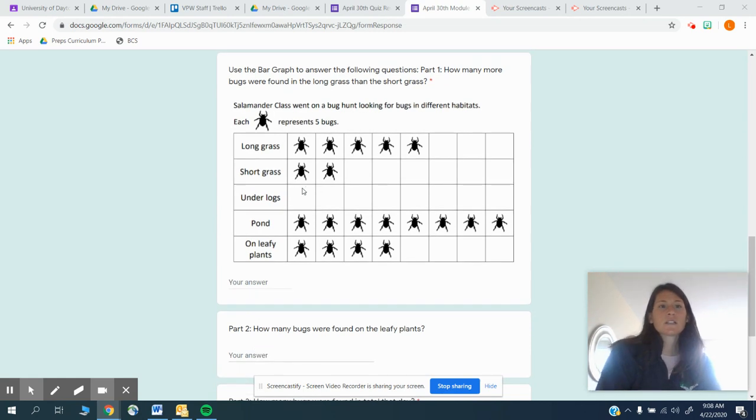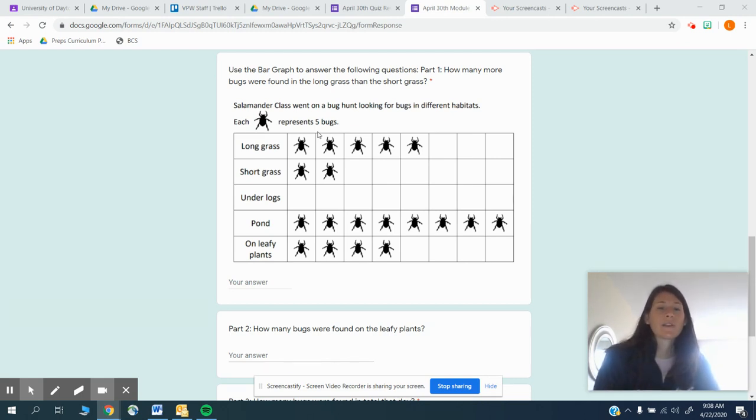So then down here it says use the bar graph to answer the following questions. Again, you have a little blurb. It tells you what's going on in this graph. What is being graphed? So it says salamander class went on a bug hunt, looking for bugs in different habitats. This is the important part on this graph. Look at the key. It says each bug represents 5 bugs. Not 1 bug, not 2 bugs, 5 bugs.